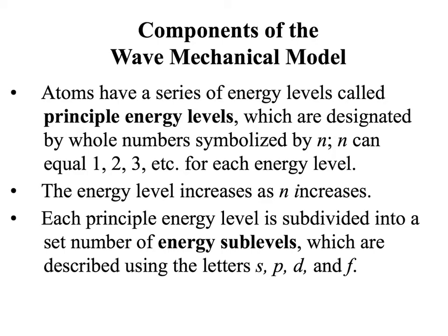So you have levels 1, 2, 3, 4, 5 on up. As the energy level gets higher, like a 4 is going to have more energy than a 1 or a 2. Each of these levels are split up into what's called sublevels. These are described by S, P, D, and F sublevels. So, for example, level 2 will have sublevels S and P involved.